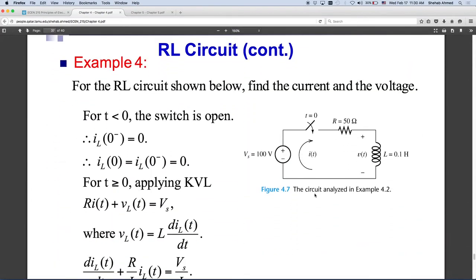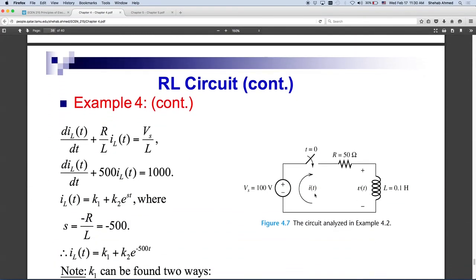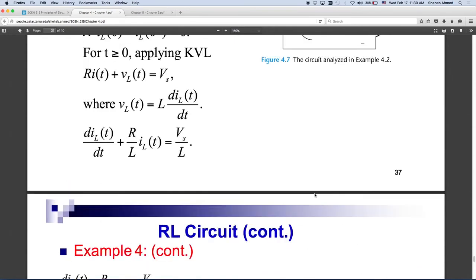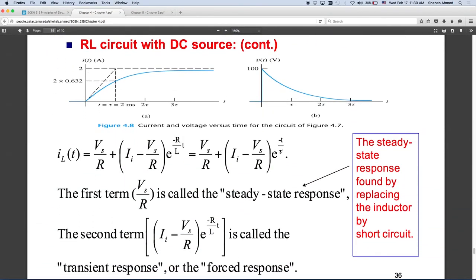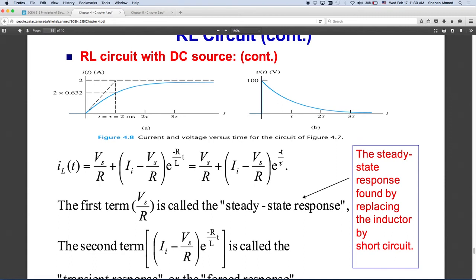Let's see. Yeah, where is the charging now? K1 is expected to be Vs over R, which is 100 over 50, which is 2, not 50, whatever. I told you my math. I said 100 over 50, right? I cannot divide, but I can put them. Okay, so it's 100 over 50. So this will always be your steady state term. Okay, so it's another check for you.